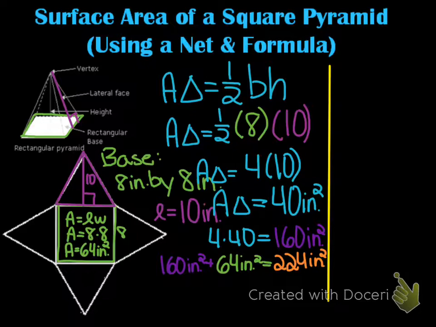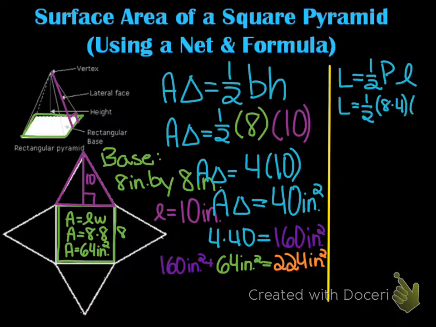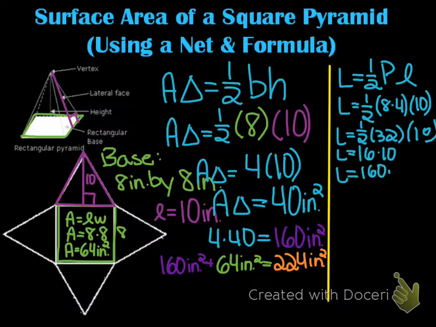As you can see, this method is very long. Instead, let's use a formula. To find the lateral area, you do 1/2 times perimeter times the lateral. Lateral area is the area of the triangle faces. Now let's plug in our numbers. Lateral area equals 1/2 times 8 times 4 times 10. 1/2 times 32 times 10 equals 16 times 10. When you evaluate this, you get 160 inches squared.